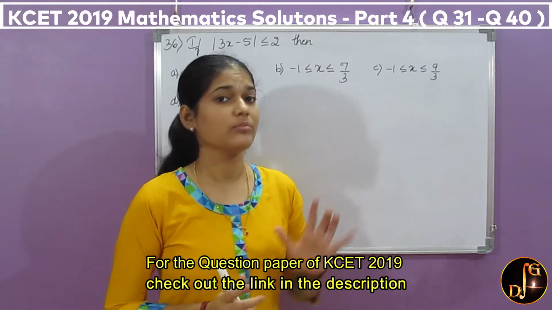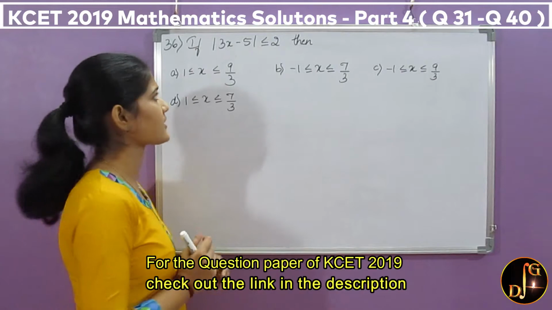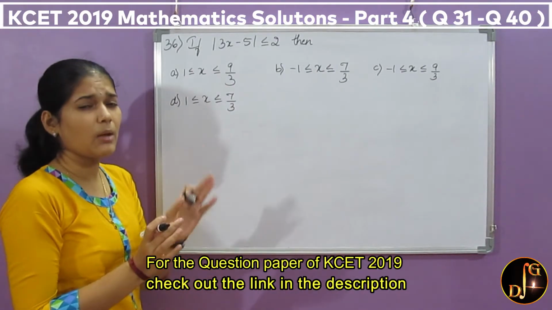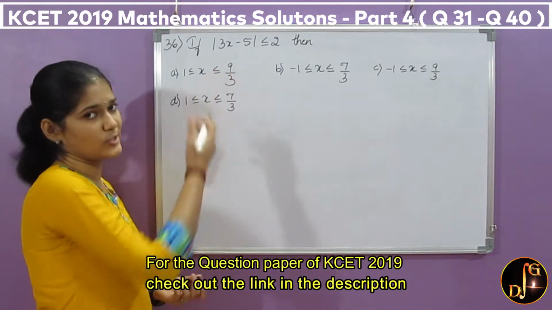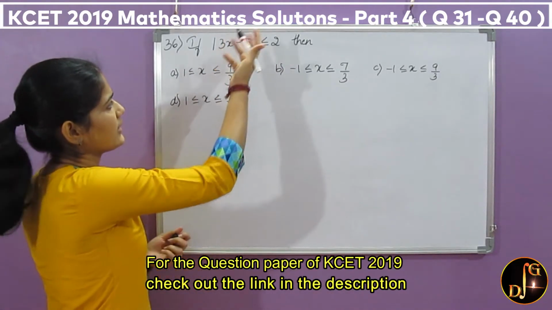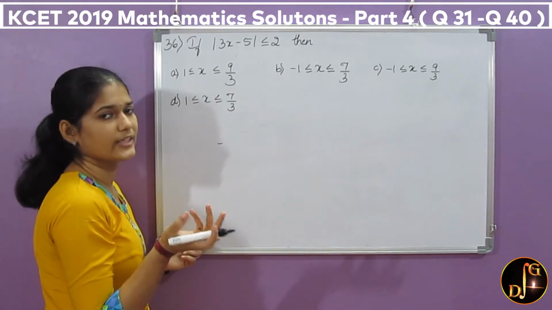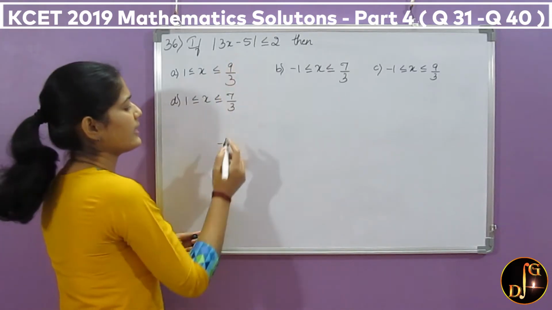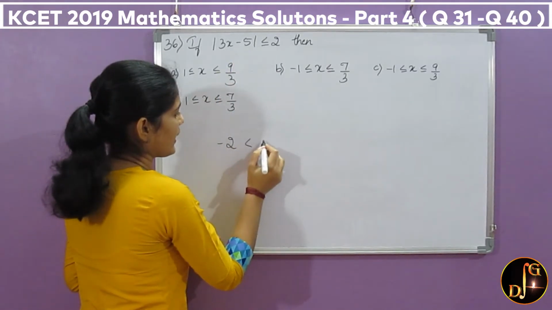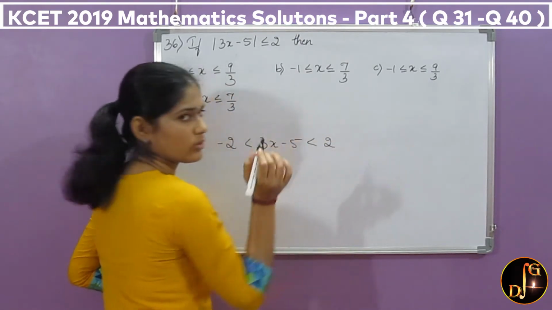In this problem they have given us an inequality and we have to find the range of x. This is a very easy problem and you can solve it without pen and paper also. Now I will solve it here. Observe here, we know that if we have mod x less than or equal to a, then it is minus a less than or equal to x less than or equal to a. Similarly, it will be minus 2 less than 3x minus 5 less than 2, right?